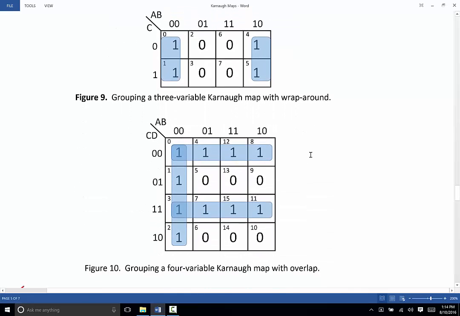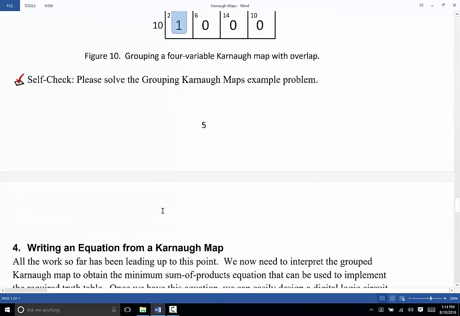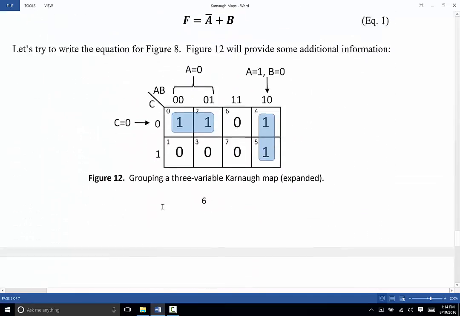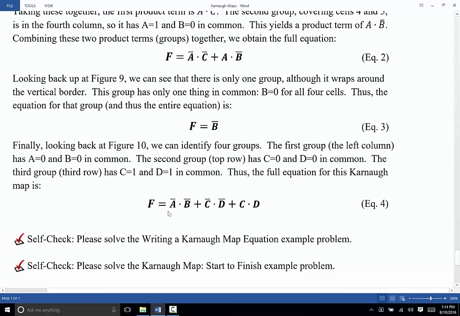And then let's look at writing an equation for this K-map as well. Let's look at this first vertical grouping here. That belongs to the first column where A equals 0 and B equals 0. So we get not A and not B. This first row corresponds to C equals 0 and D equals 0. So that's not C and not D. And then down here, this third row corresponds to C equals 1 and D equals 1. So that is C and D. So not A and not B, or not C and not D, or C and D is the expression that we would have for that Karnaugh map, and there's the equation right there.